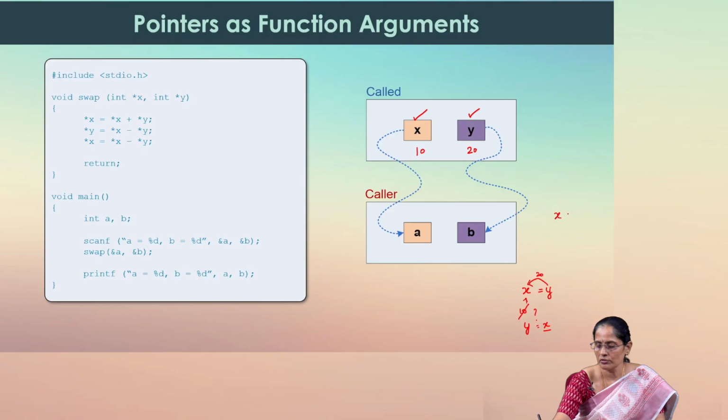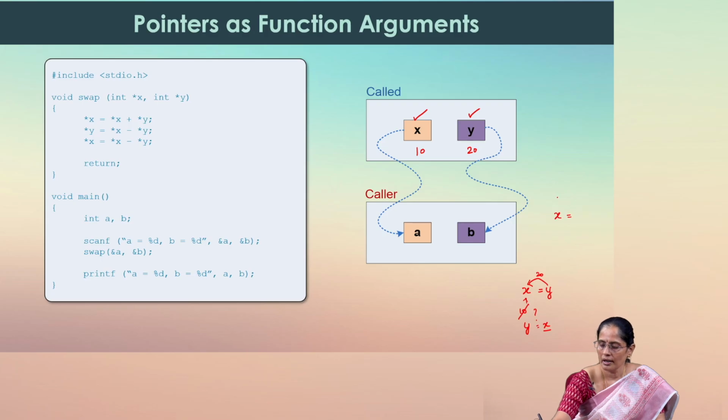So, what do we need? We need a third variable as a temporary variable, which will have the copy of one value before swapping, and then after swapping we can retain the value from that variable. Let us go through that sequence of operations.